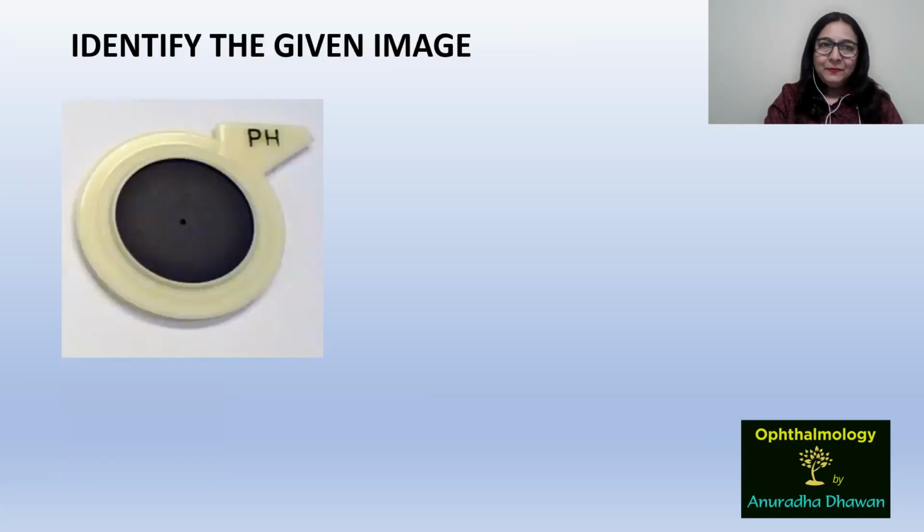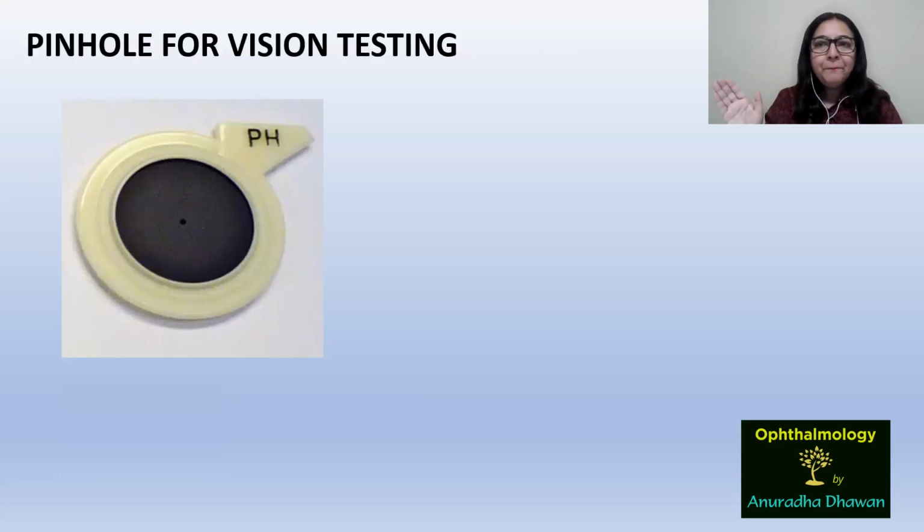Coming to the second image, identify the given image. What are we seeing over here, friends? You can have a look that there is a circular disc which is present, and if you notice very carefully, there is a small hole in that circular disc or occluder. This is the image of your pinhole.